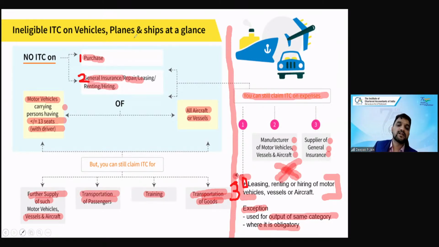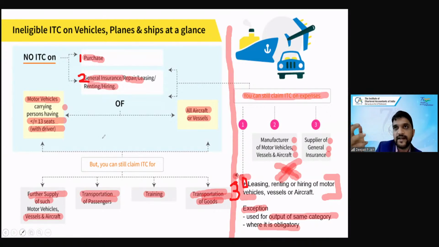Not for Hardik, that question was about where credit is available. Now, a person who is taking the transportation of passengers can claim it. So when that person can claim credit on the purchase, he can claim credit on the extended warranty also.